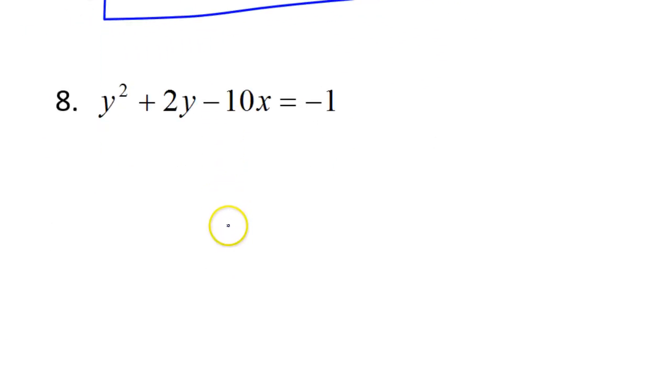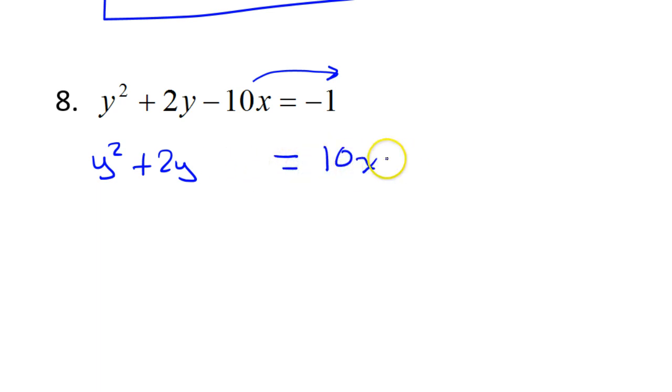Okay, let's do that again. Notice this time the y is squared. So we're going to keep the y terms over here on the left, and we're going to move the x term to the right. So I will have y squared plus 2y, leave a space to complete the square, is equal to positive 10x minus 1, because I added the 10x to both sides.